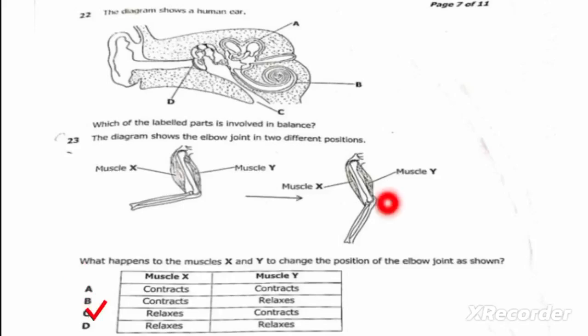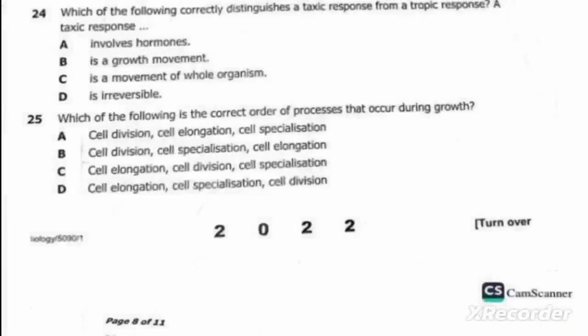So in order to stretch this arm here, the X muscle will relax, Y muscle will contract. We shift to the next question, which is question 24. Question 24, the question reads, which of the following correctly distinguishes a toxic response from a tropic response?